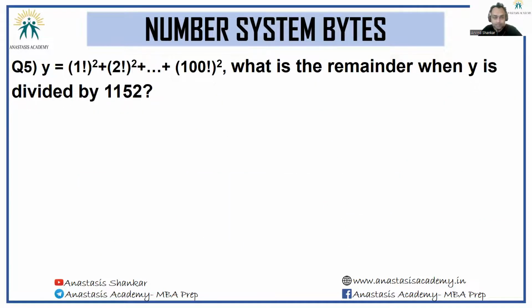Last question. y is equal to 1 factorial whole square plus 2 factorial whole square plus so on and so forth up until 100 factorial whole square. What is the remainder when y is divided by 1152? Now 1152 is, let's see how much. This is 128 into 9, or 2 raised to the power 7 into 3 square.